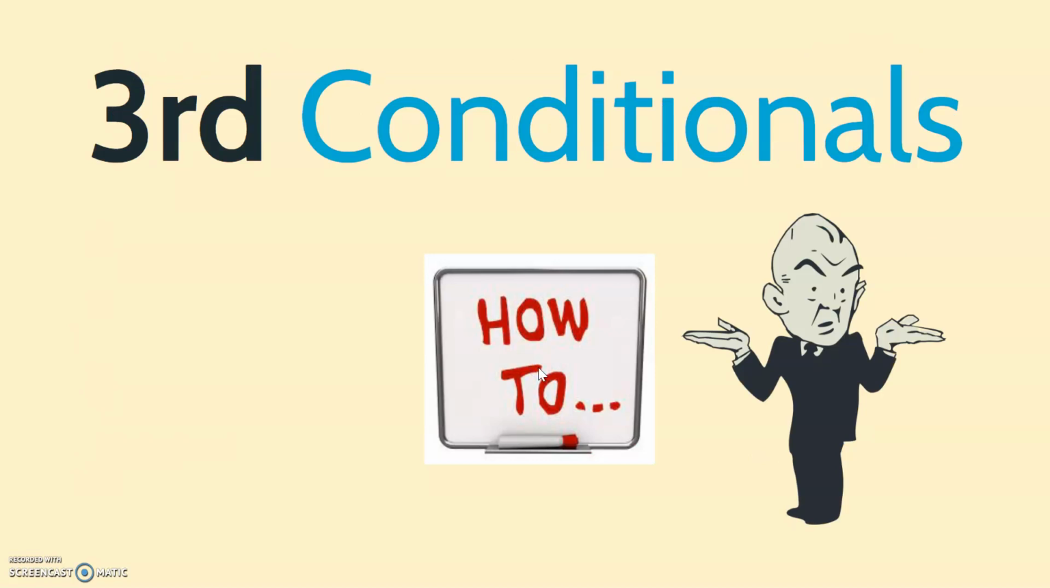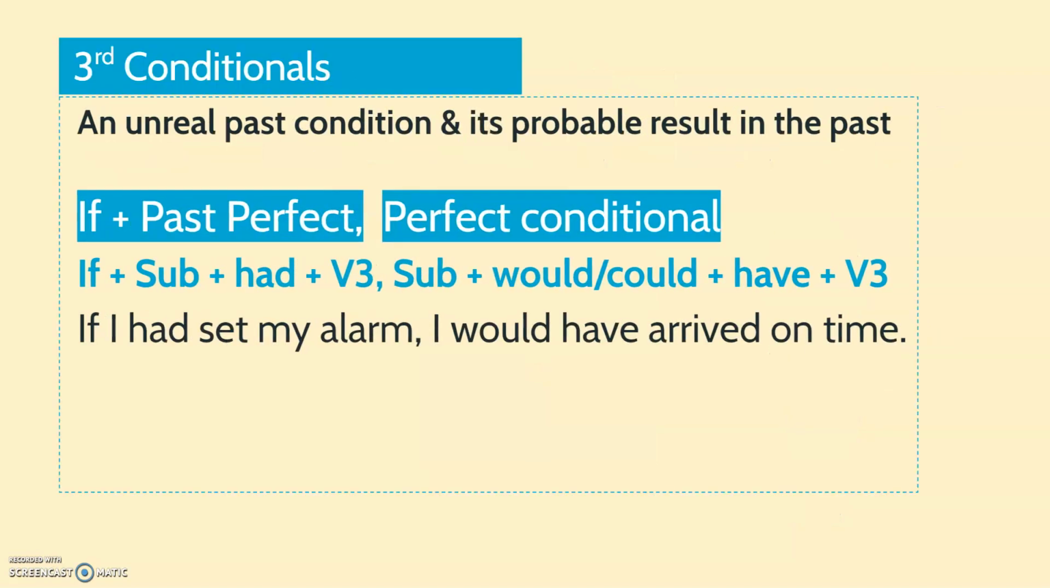So how do we create the third conditional? Why do we use it? When do we use it? What are the grammar rules? Well, third conditionals are for an unreal past condition and its probable result in the past. So we're talking about something that has passed already, and we're thinking about if it had been different. We're looking at the past, thinking, I wish something was different, and talking about what would have happened if things had been different in the past.